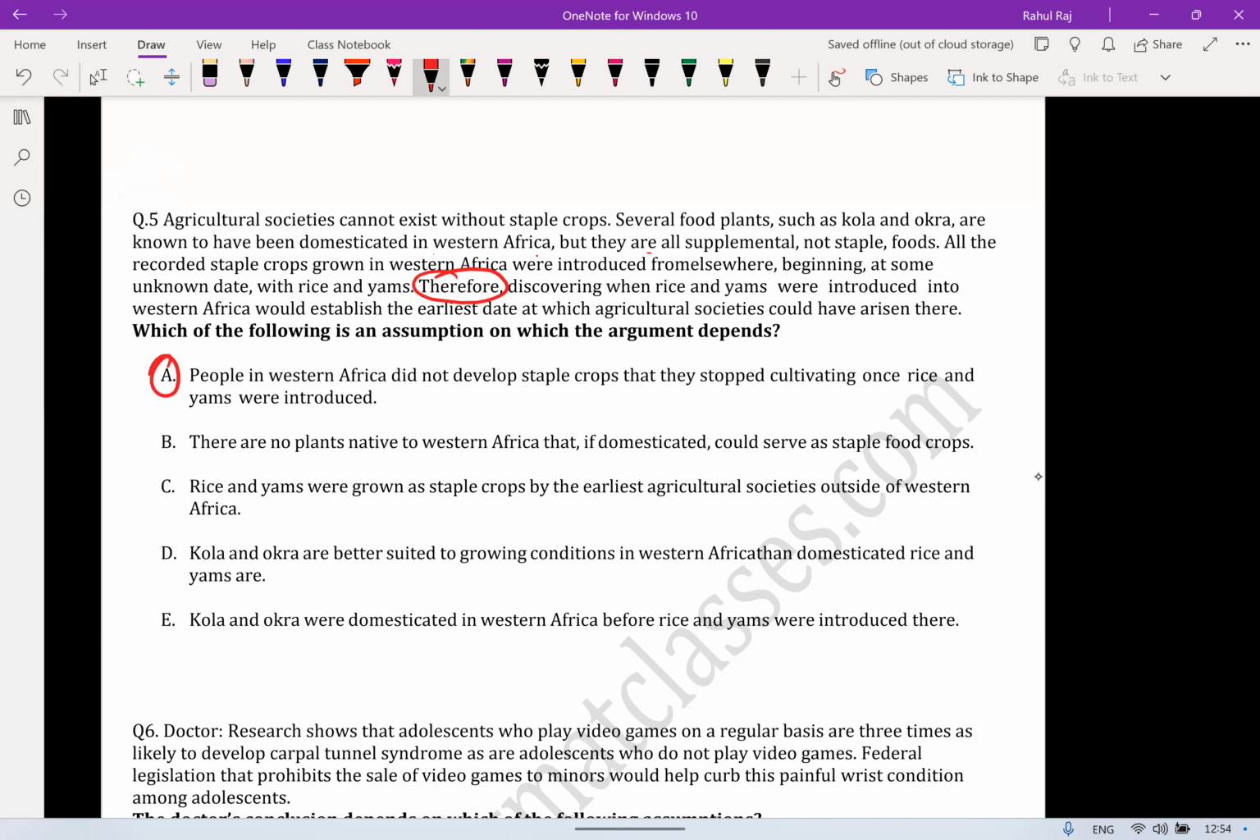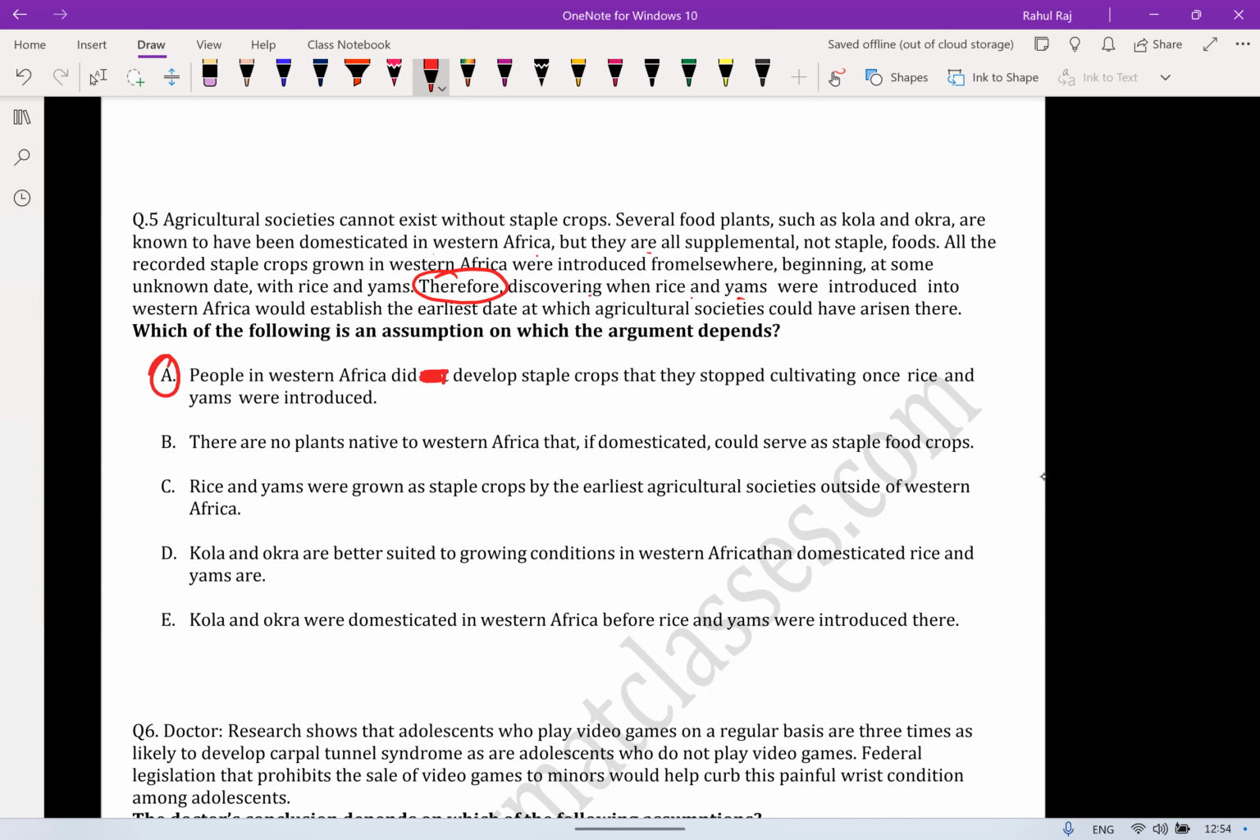People in Western Africa did develop staple crops that they stopped cultivating when rice and yams were introduced. Who has not got that answer A is right? Answer A is the right answer. Else all the other answers are wrong. What is your conclusion now?